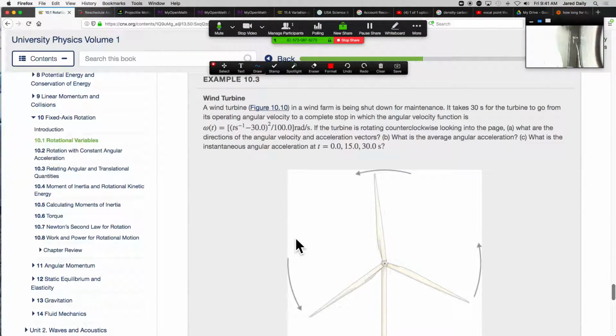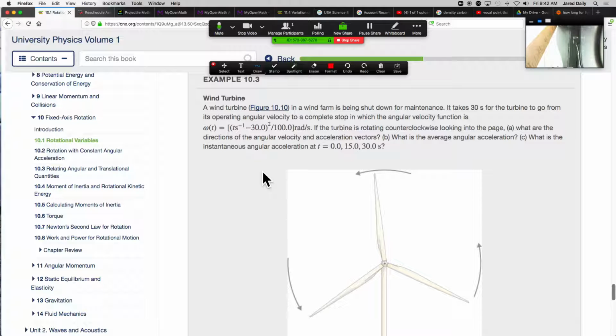So here's another example of some kinematics. We have a wind turbine that has a radius, it's going along and along, and it takes 30 seconds for it to come to a complete stop. And they actually give us a function for our omega this time. This means that our angular velocity is not constant in time, and it also suggests that our acceleration is not going to be constant in time. In fact, this works out to be a quadratic, so our angular velocity is not constant in time, and our angular acceleration is not constant in time.